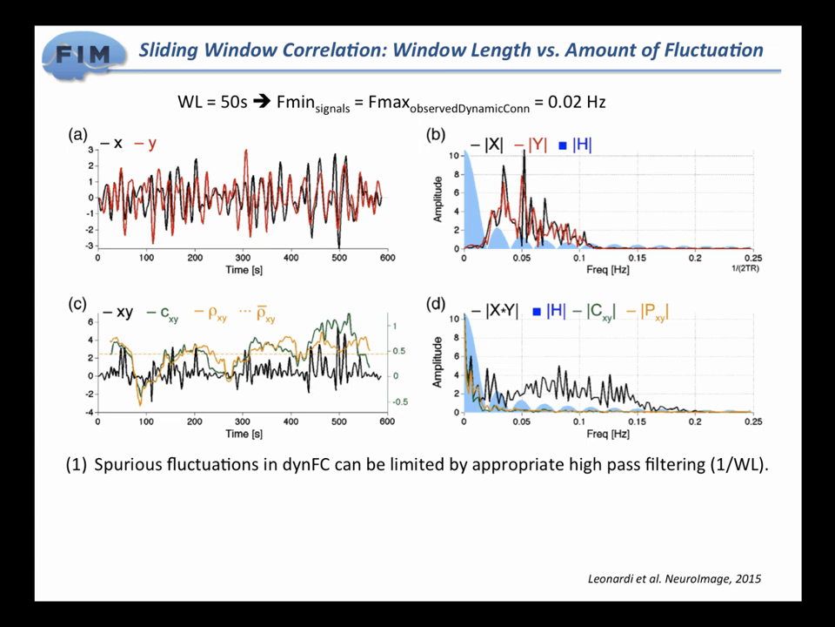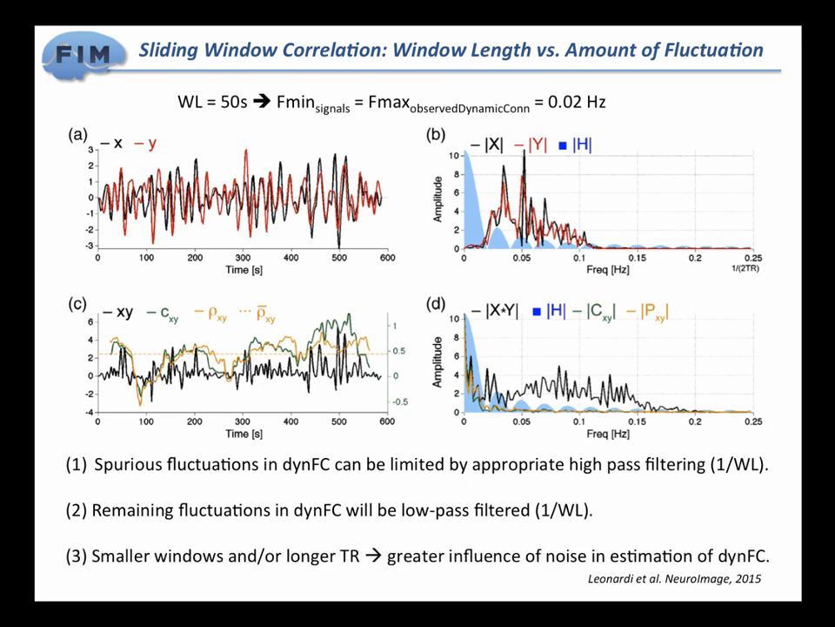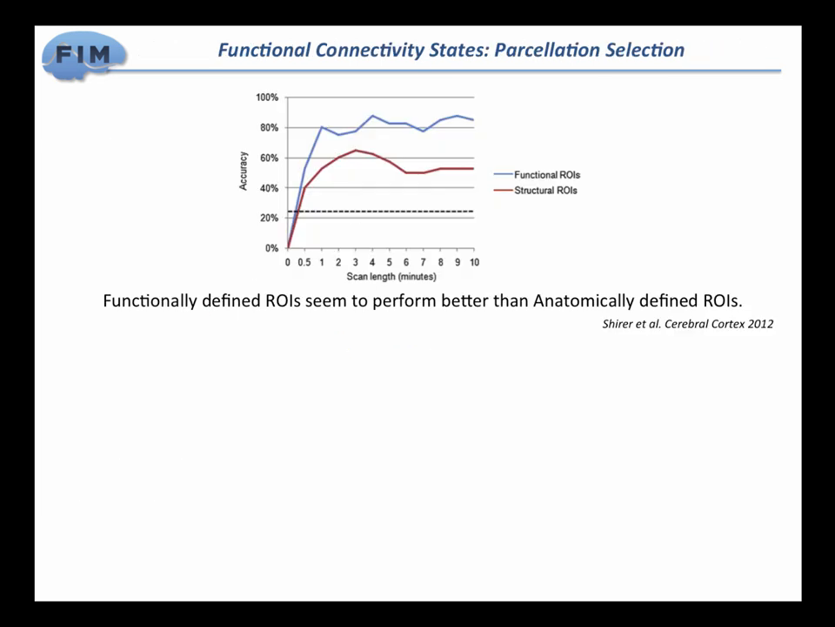So spurious fluctuation in dynamic connectivity can be limited by using the appropriate filtering on the time series prior to computing the correlation. But be aware that when you're setting your window, you're also setting the maximum fluctuations that you will be able to observe, and also be aware of the influence of not only the window length, but also the TRs. So that regarding the sliding window. That's just one of the decisions.